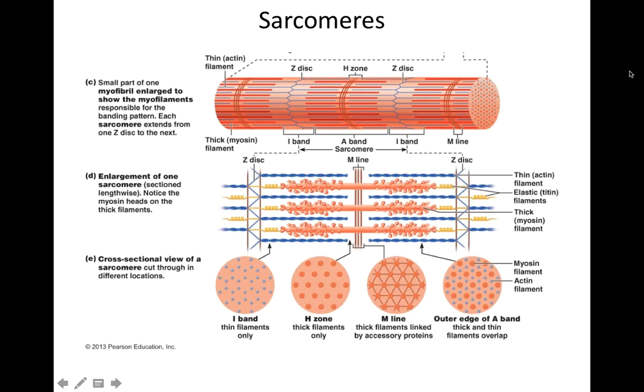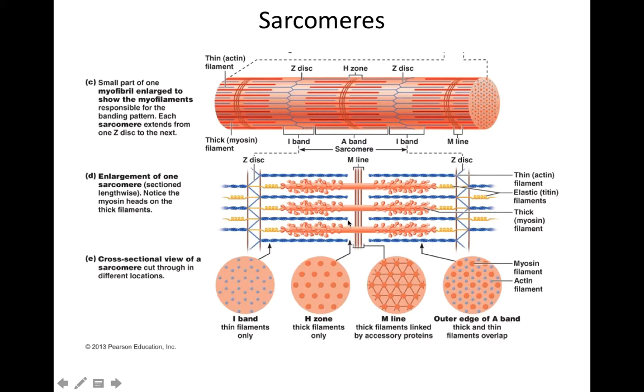So if we look at a cross section through the different regions, we'll be able to really see this very hyper-organized structure. So we'll start over here in the I band. We do a cross section right through here. What we're going to see is thin filaments only. And you can see that they're not random in their arrangement. They have a very specific arrangement within the I band.